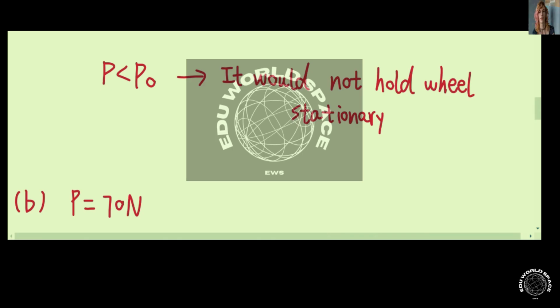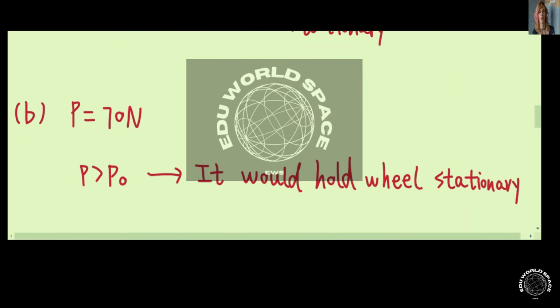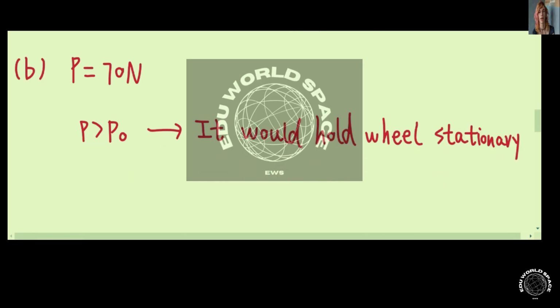So for part B, when P is equal to 70 Newton, 70 Newton is greater than 39.8 Newton. Therefore, when the force P is equal to 70 Newton, the brake can hold the wheel stationary. And these are the answers for this question.